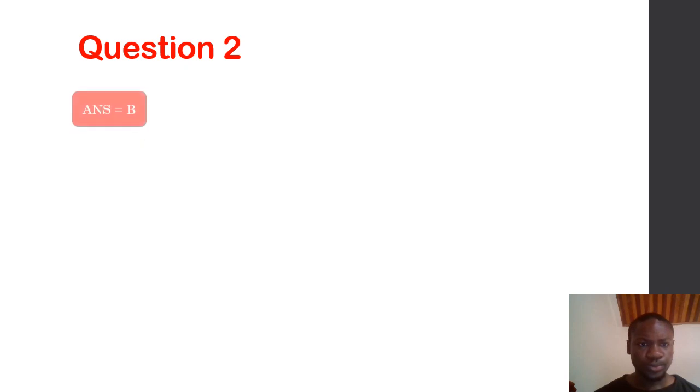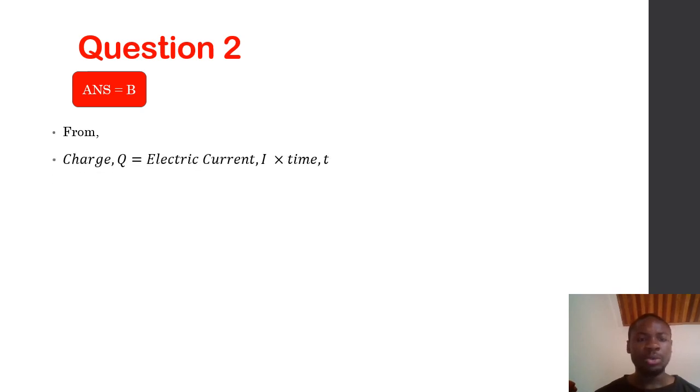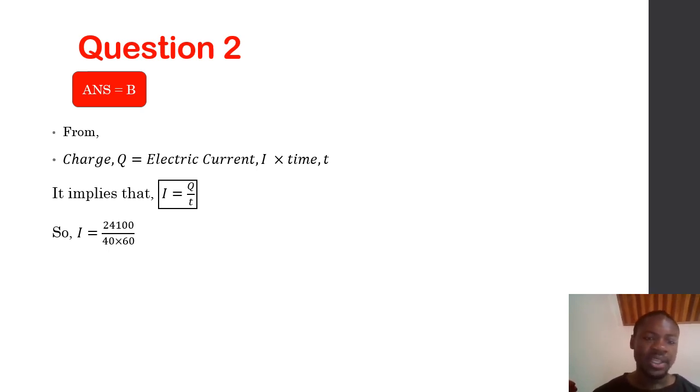Question 2. The answer is still B. We see that from the equation charge equals electric current times time, we have I, which is the current, being equal to Q on T. So I equals 24,100 divided by 40 times 60. 40 minutes being converted to seconds gives us that. So I is equal to 10.04 amperes, which is approximately 10 amperes.